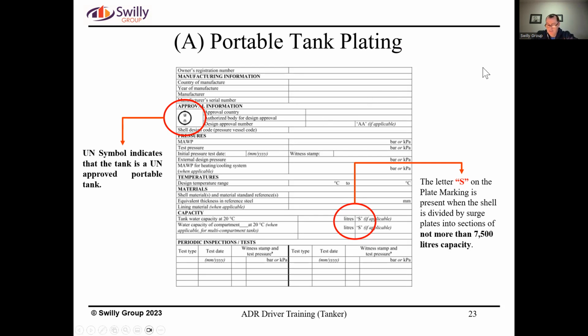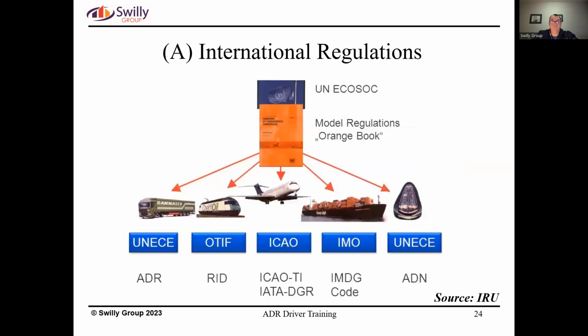Okay, and down, if there's an S there on the right hand side, you can see it there in your slide. If there's an S there, that means that the plate marking is present when the shell is divided by surge plates into sections of not more than 7,500 liters. Now, remember the 7,500, we'll be coming to that later. But these are markings now, and again, as the red writing on page 19 said, don't confuse with ADR tank containers. These are the higher spec, the portable tanks, where you get the S on it, telling you that there's surge plates on there, and there's UN to signify that it's an approved portable tank.